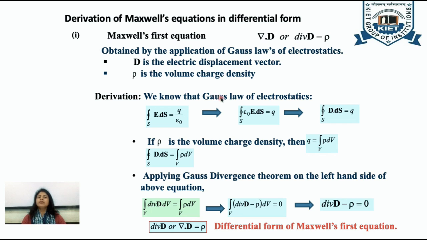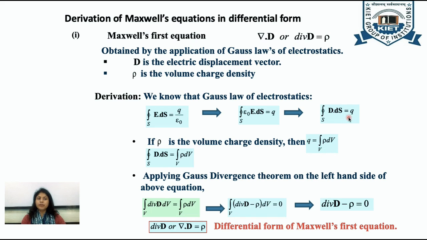We know that Gauss law of electrostatics is surface integration of E dot ds is equal to Q by epsilon naught. Multiplying by epsilon naught on the left hand side, epsilon naught E dot ds is equal to Q. Then epsilon naught E becomes D, the electric displacement vector, so surface integration of D dot ds is equal to Q. If rho is the volume charge density, then Q is equal to volume integration of rho dV, because rho is the charge per unit volume. Then the total charge is equal to volume integration of rho dV.